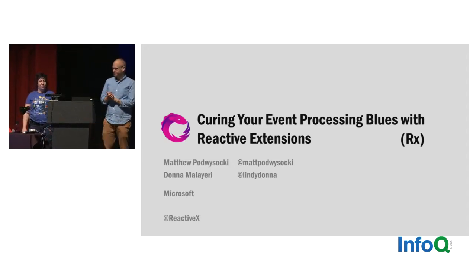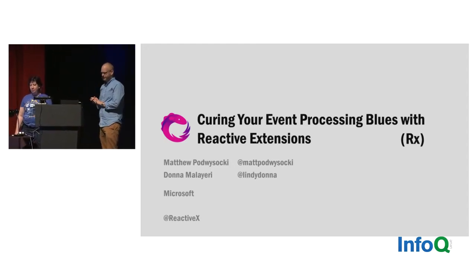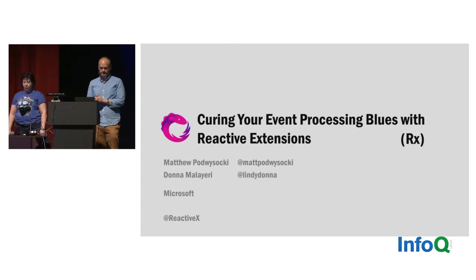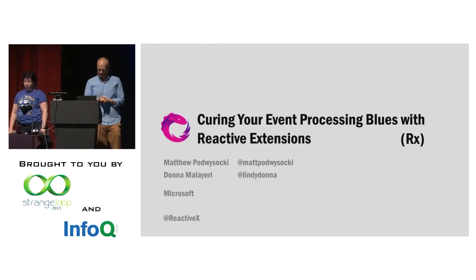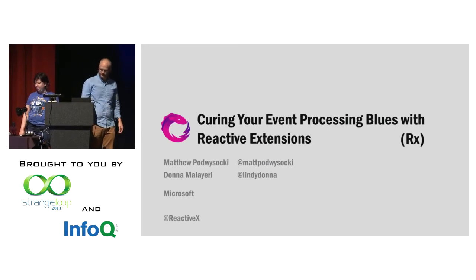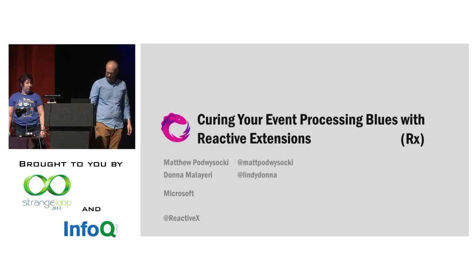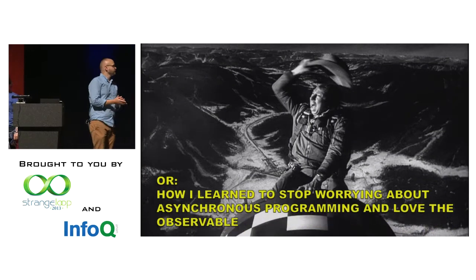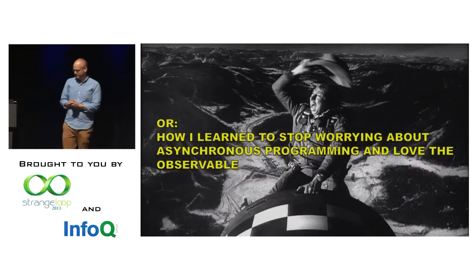So this is not going to be a typical Erik Meijer style talk, where we talk about the dreaded M word of monads, and it's certainly not going to have any category theory harm during this presentation. Now the title of this talk is Curing Your Event Processing Blues with Reactive Extensions, or How I Learned to Stop Worrying About Asynchronous Programming and Love the Observable.